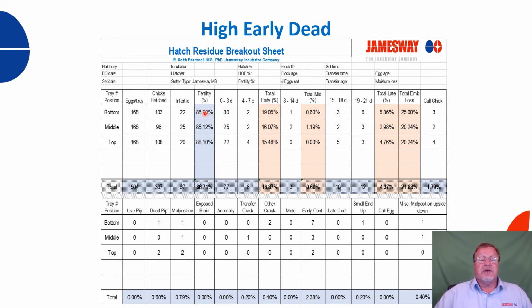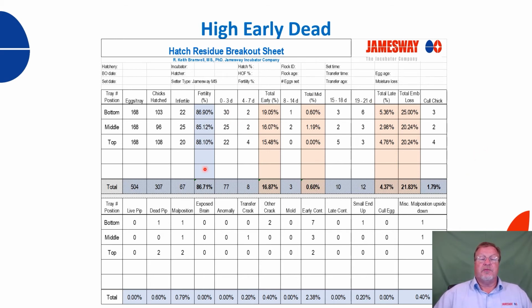Fertility is also not where we would like it. That can contribute to some of this early embryo mortality. Our late losses, a little over 4%. That is high. In this scenario, first place I'm going to look for is what can we do with this early dead embryo mortality. Some egg handling issues can carry over to late mortality.